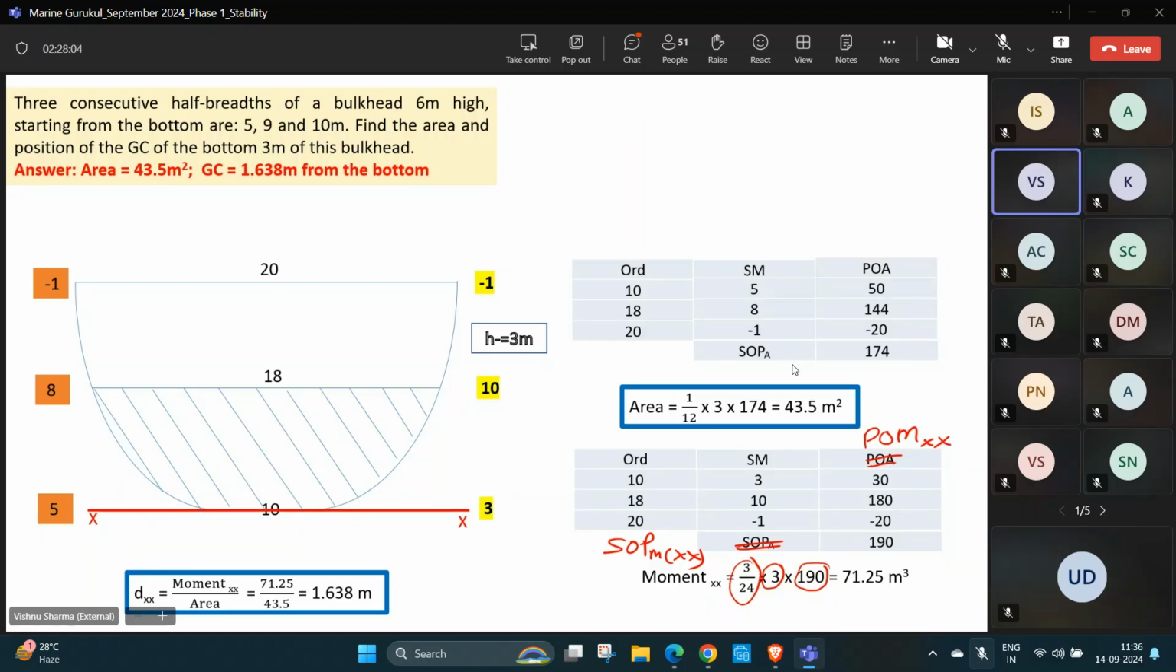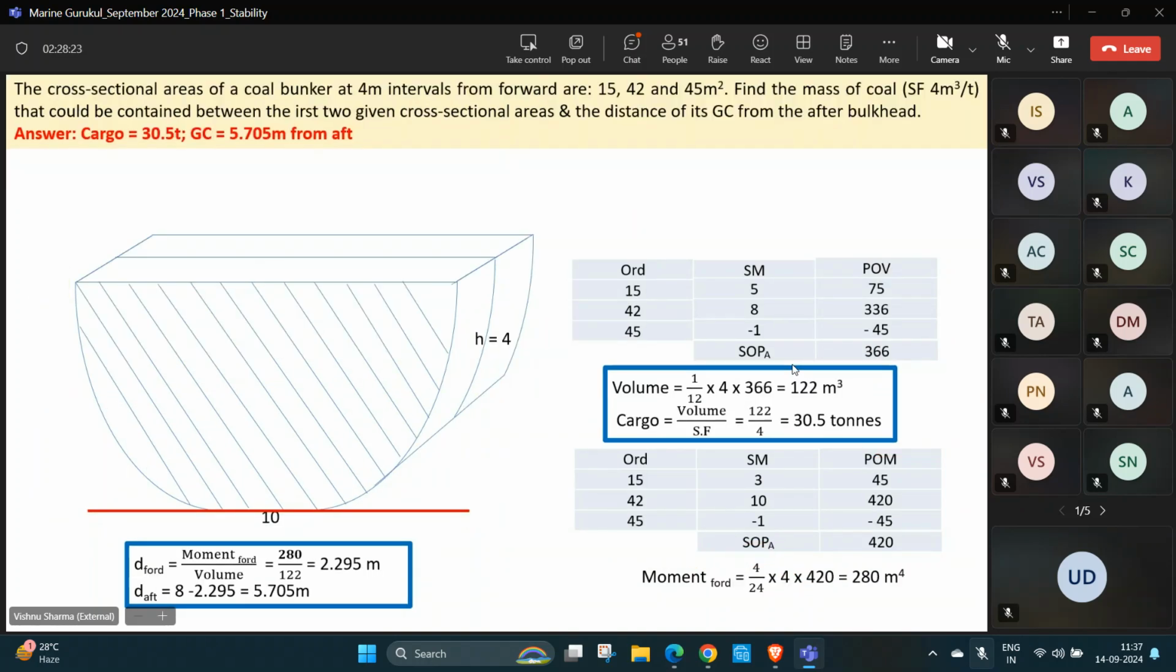Is this question clear, beta? This is question number 18. No, not 18, sorry. Question number 16 of the exercise. Clear? Can we go to the next one if it's okay with everybody? Yes. Okay. Here is the next question.